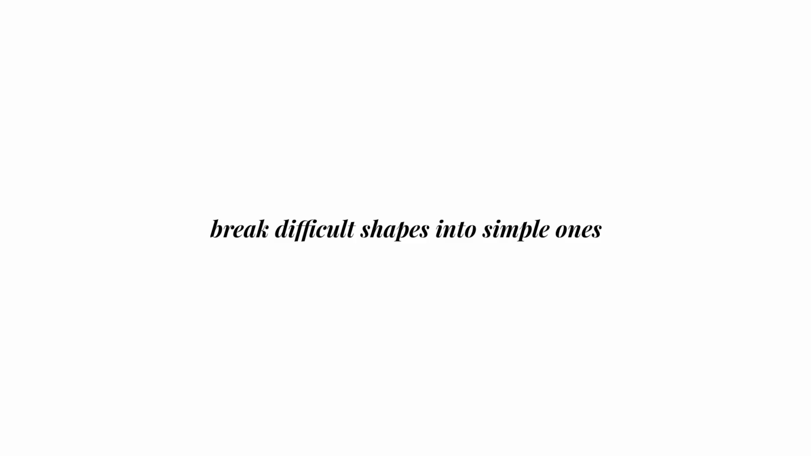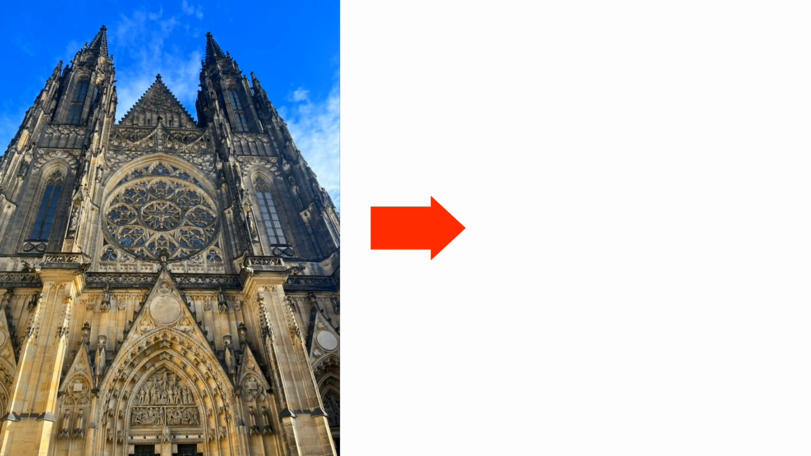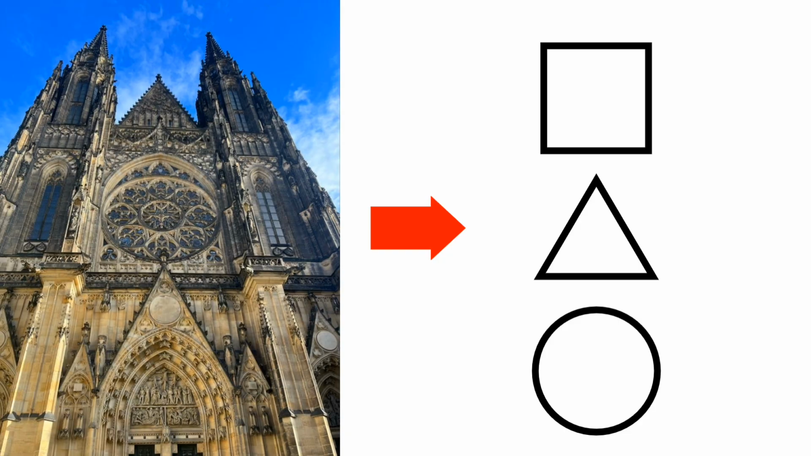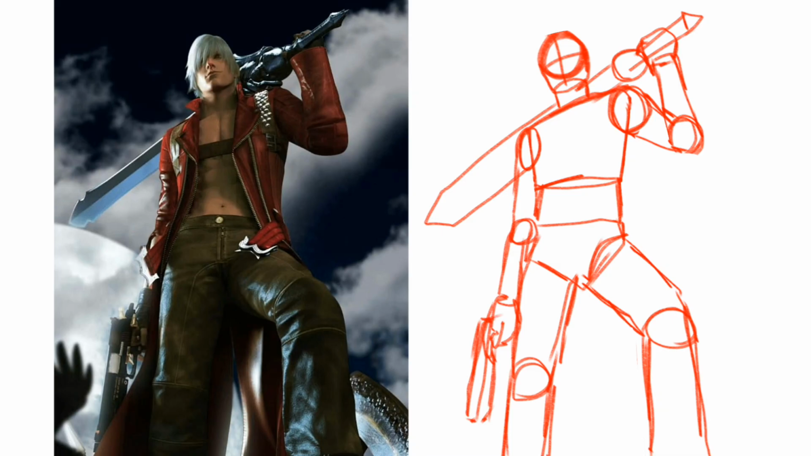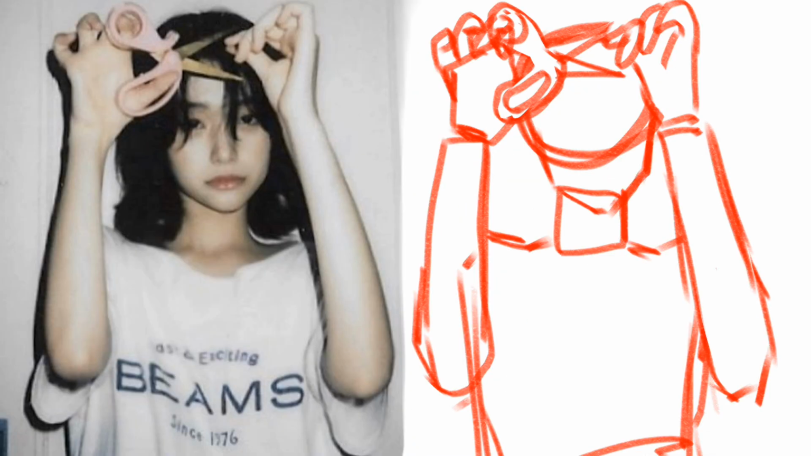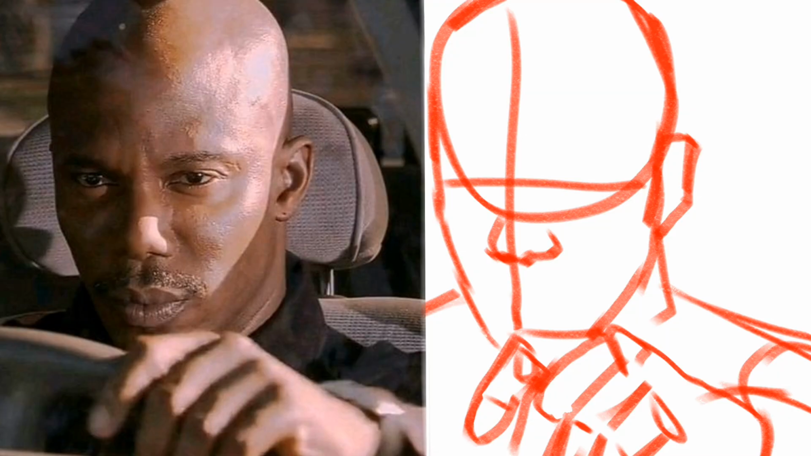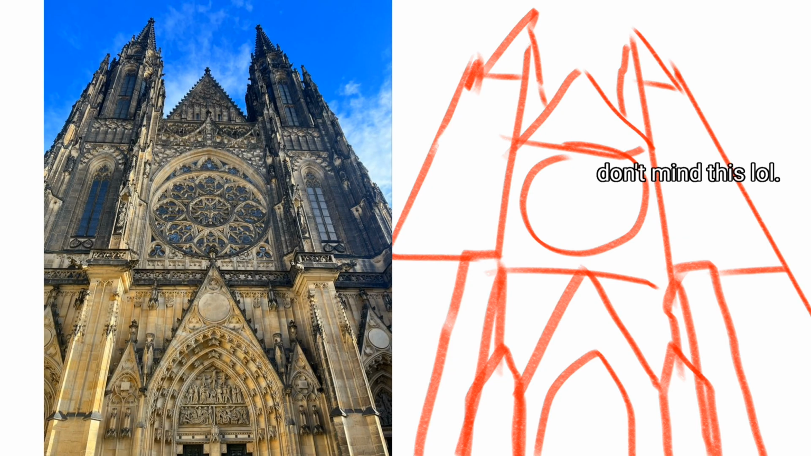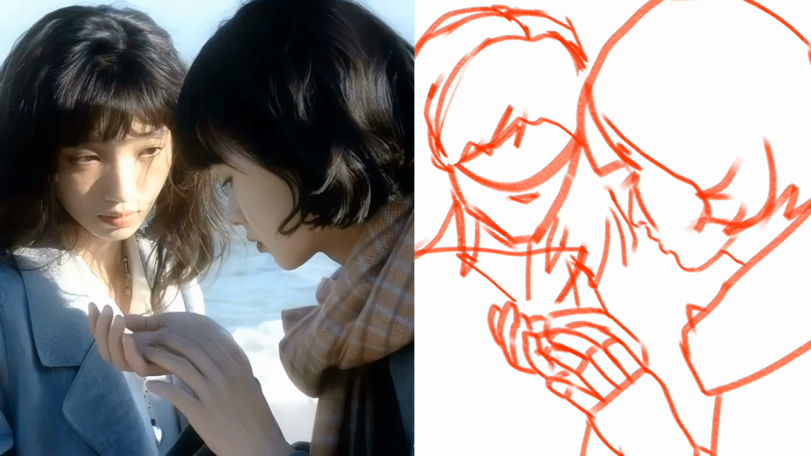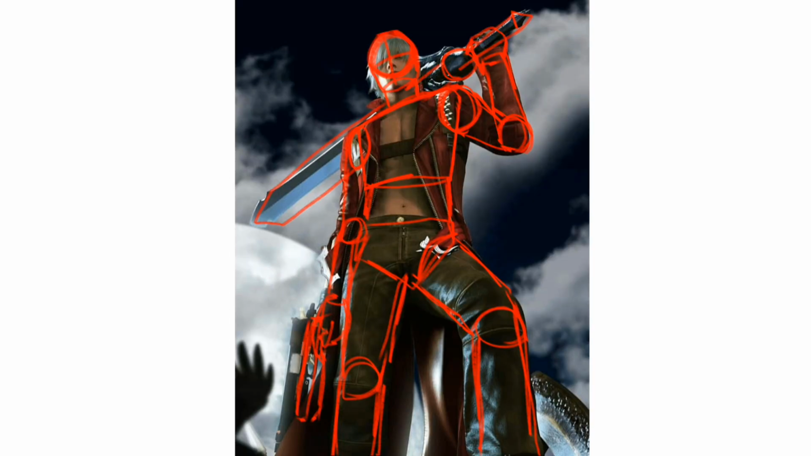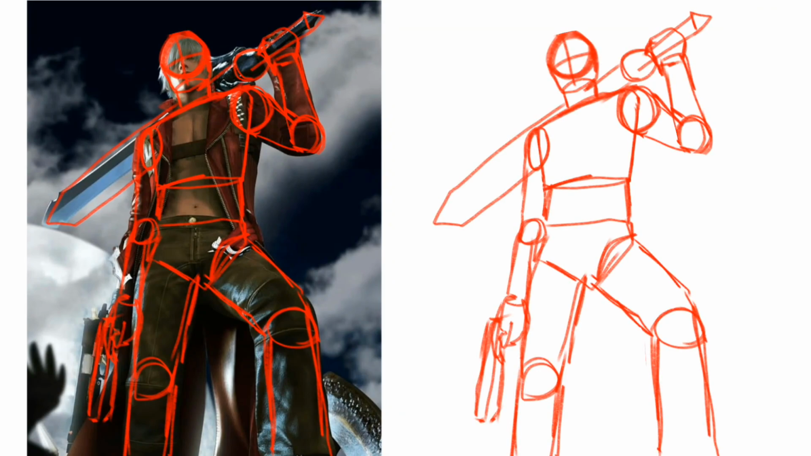Break difficult shapes into simpler shapes. You can turn most complex structures into simple boxes, triangles, and circles, like so. I always do this in my head, but if you're not goated like me, or you're having trouble, you can draw them on your reference. Then translate that onto your canvas.